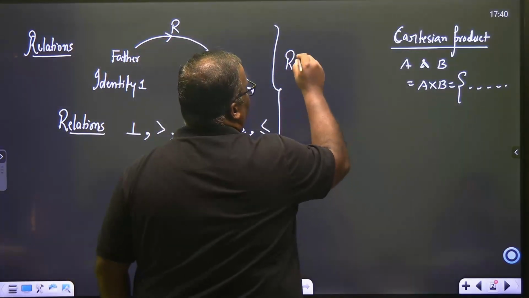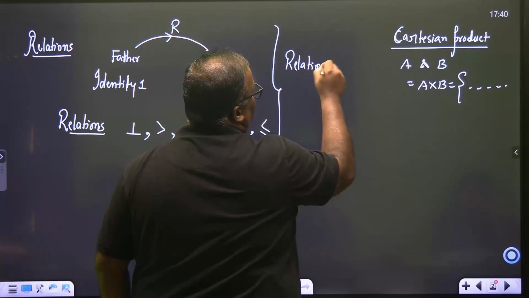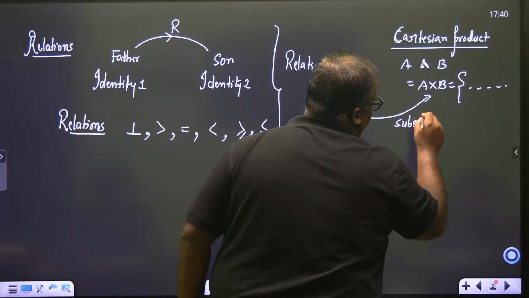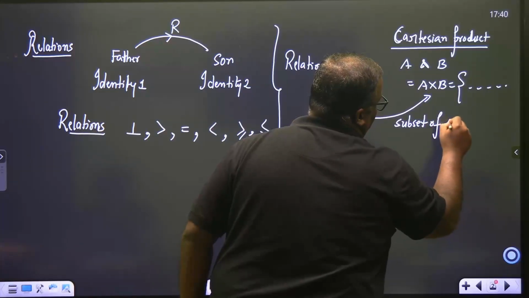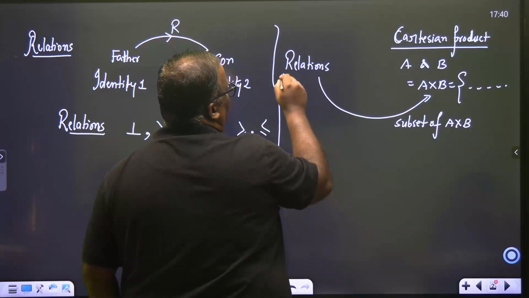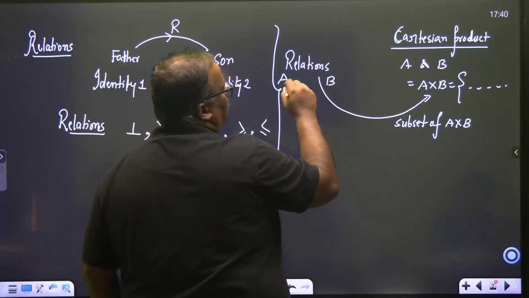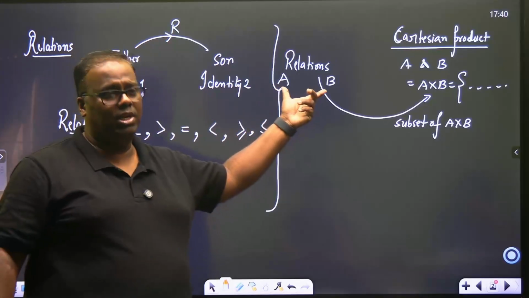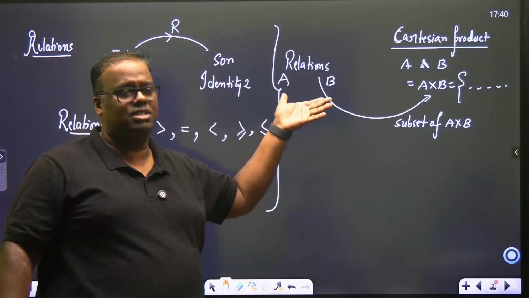Relations are subsets of A cross B. So when you talk about a relation, let's say I'm trying to plot a relation between A and B, and now we are saying in minimum two entities, change those entities to sets.